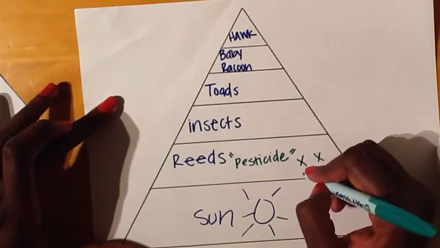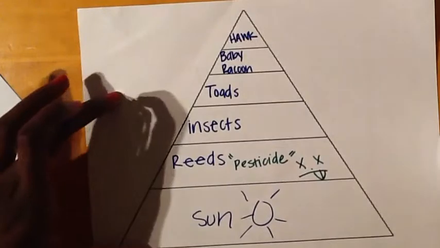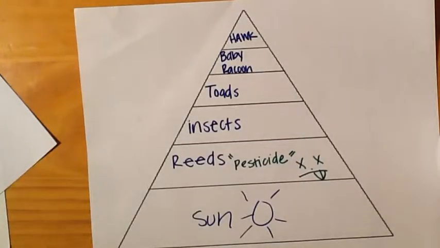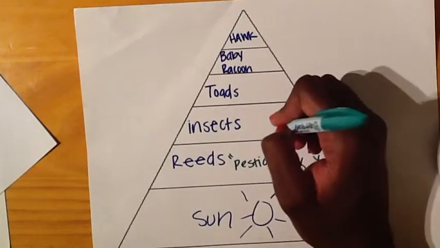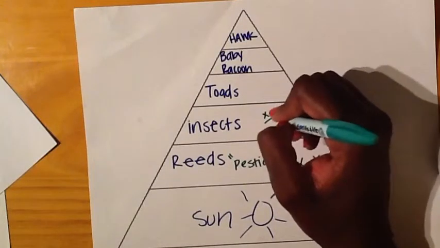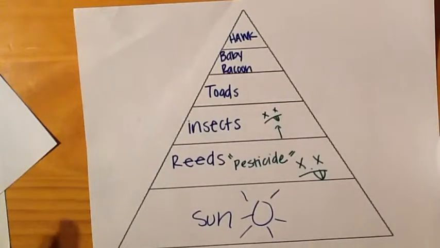And bad, right? Pesticides are bad. Now, who's going to be eating our reeds covered in dangerous pesticide? Our insects. But insects aren't just going to eat one of them. They're going to eat multiple, which means they're going to be building up pesticides inside of their system. So our insects are also going to be getting sick. But it's not going to stop there. We are building up over time. We're building up in our food chain.